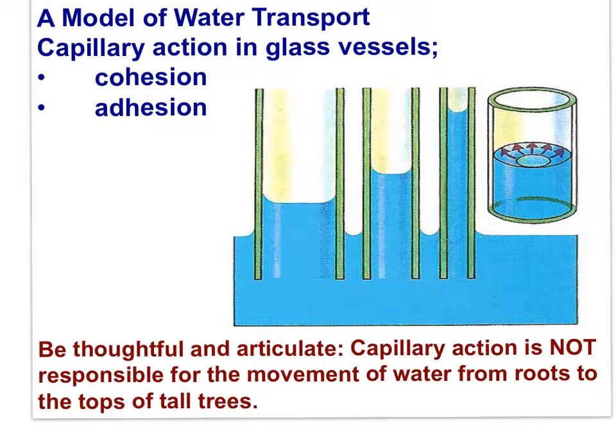Now, it's very important to note something here. Capillary action is not responsible for the movement of water from roots to the tops of tall trees. But capillary action, seen here, is a simple model of the forces of cohesion and adhesion, both of which are important in the moving of water in xylem vessels. Without the evaporative pull of water across the massive leaf surface area, water cannot move very high off the ground in a vessel such as this one.